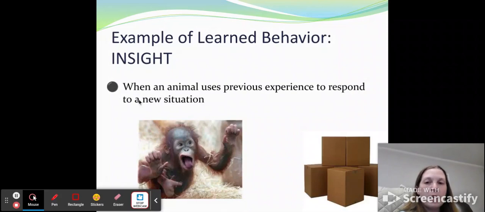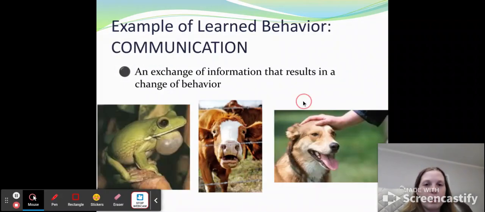Another learned behavior is insight. So when an animal uses previous knowledge to respond to a new situation. So we've done this, you experience something one time, you go and you have a similar situation. Now you should know how to react in said situation because you've experienced it before. Communication is another one. And this is just, as we've seen, an exchange of information that results in a change in behavior.